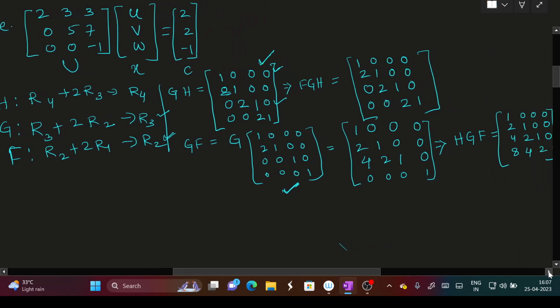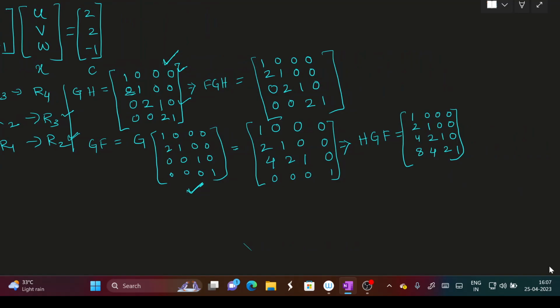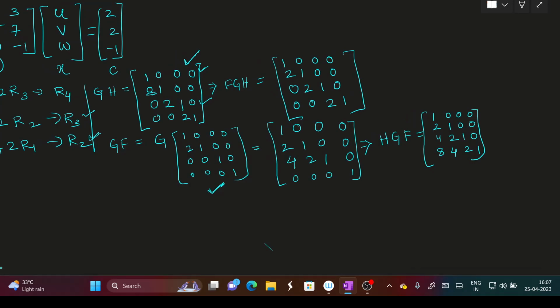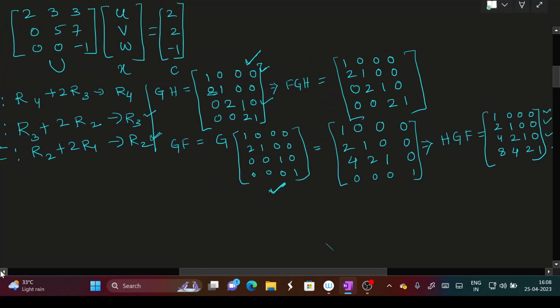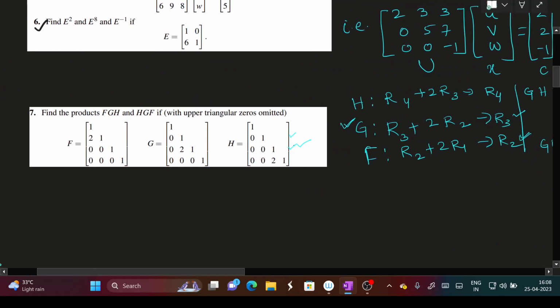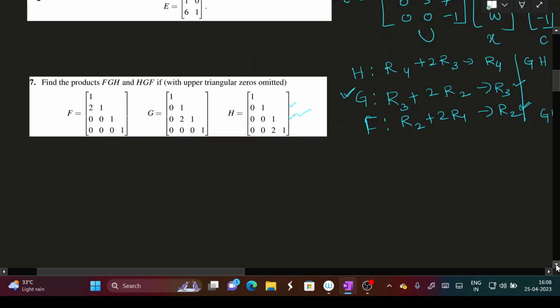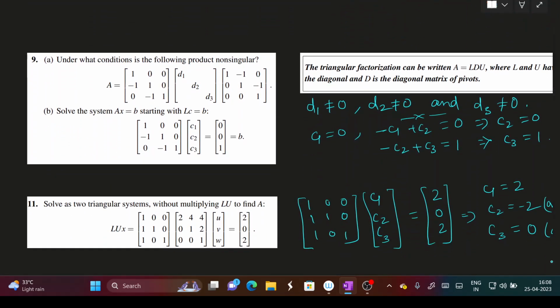Then I will multiply H with GF. What will happen? The third row of GF will be multiplied with 2 and the resultant will be added to the fourth row. So the other three rows remain as they are, and here it will be 8, here 4, here 2, here 1. This is my final matrix. So these are very simple if we directly apply the properties of elementary matrices. Otherwise, it will take a lot of time to do.